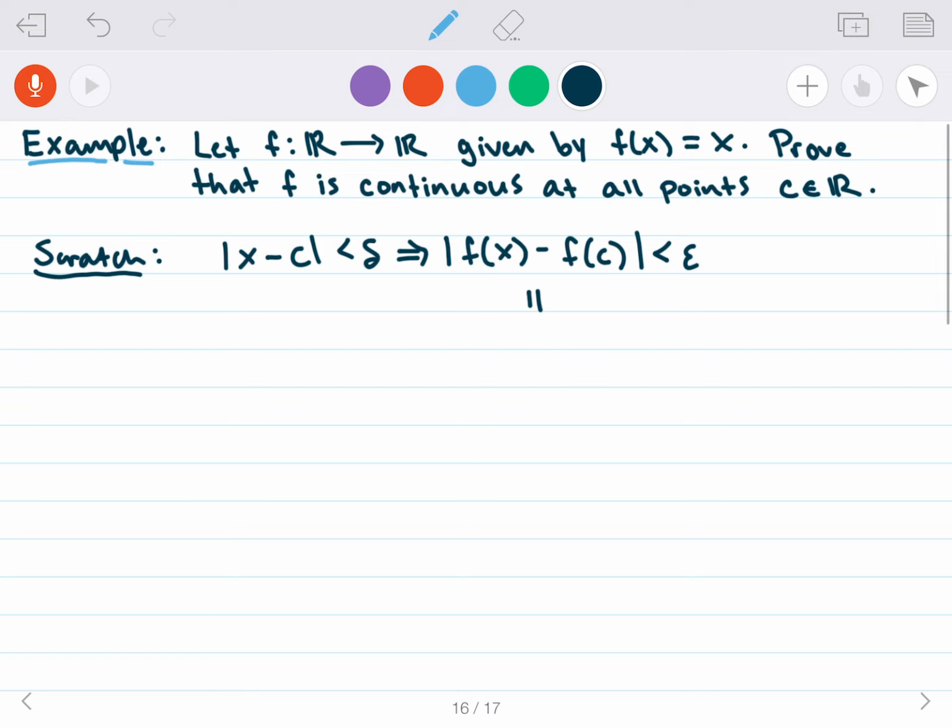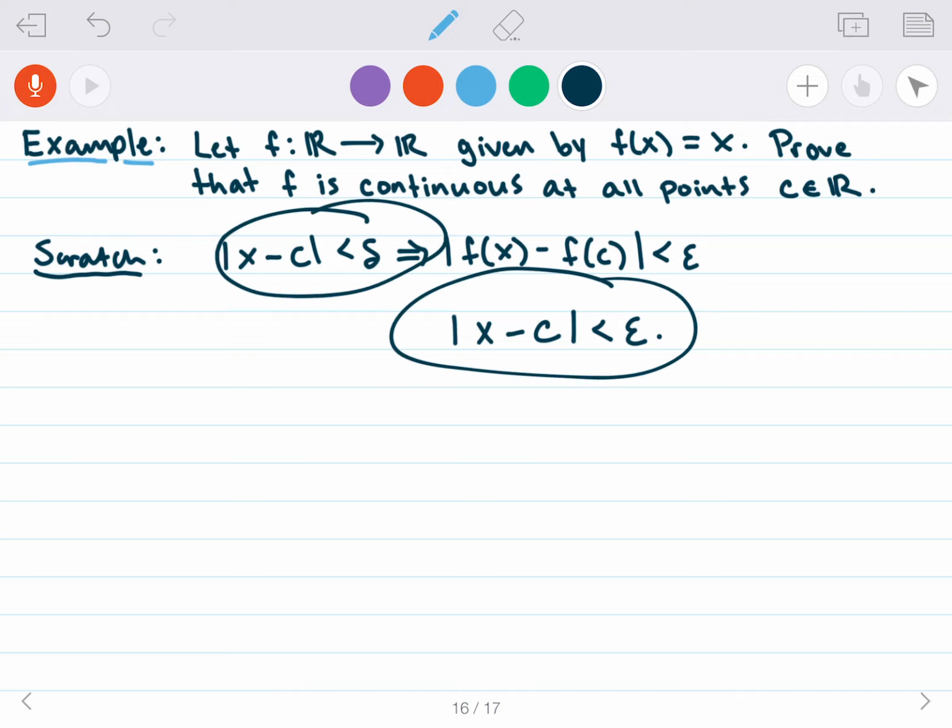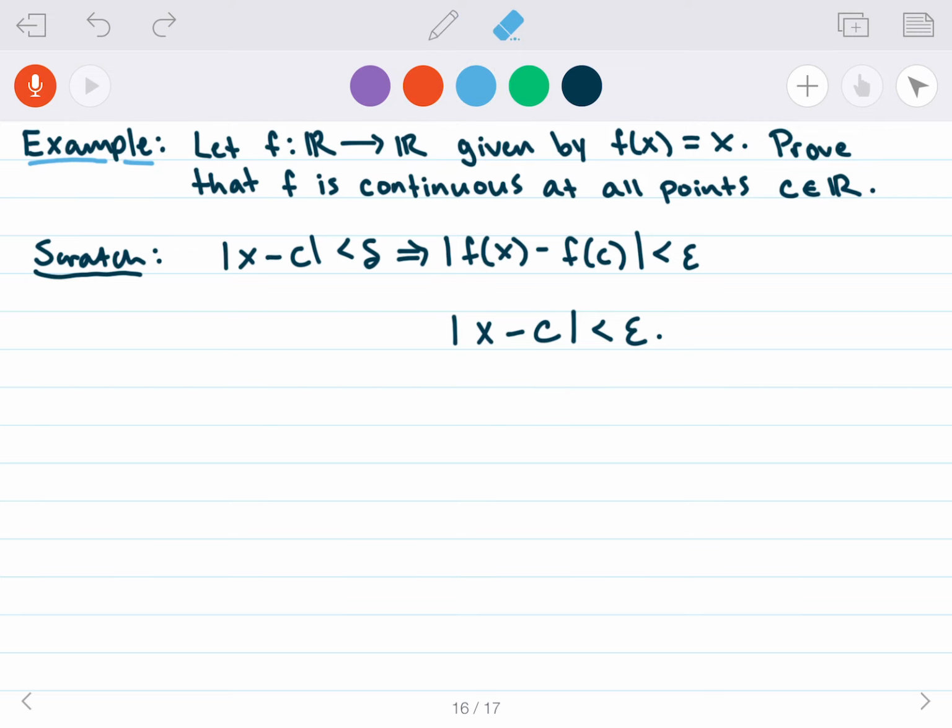And so if I start from this point of view here, if I just plug in f of x equals x and f of c is equal to c, right? Then I can simplify this a bit more to |x minus c| is less than epsilon. So what should I choose my delta to be so that this implies this is true? Well, how about epsilon, right? That's going to work. So let's do that.